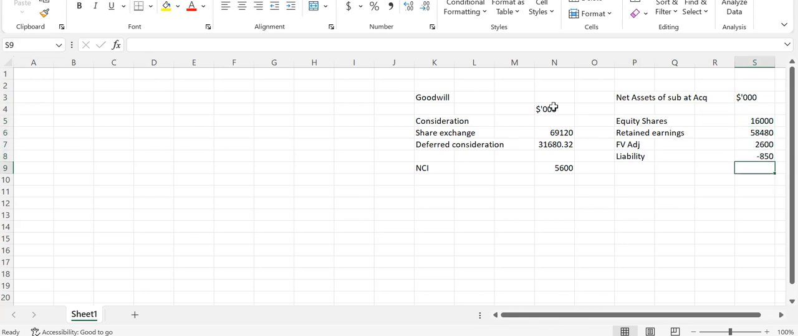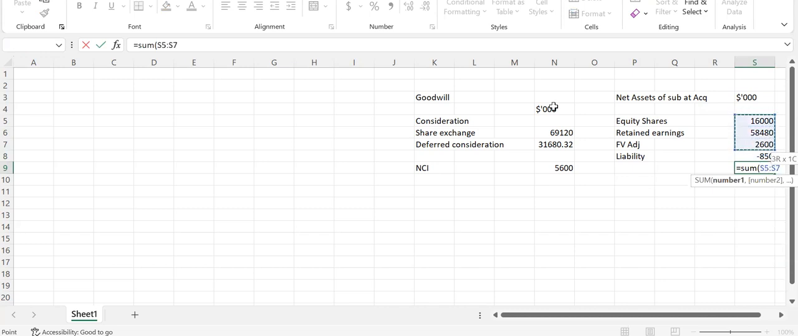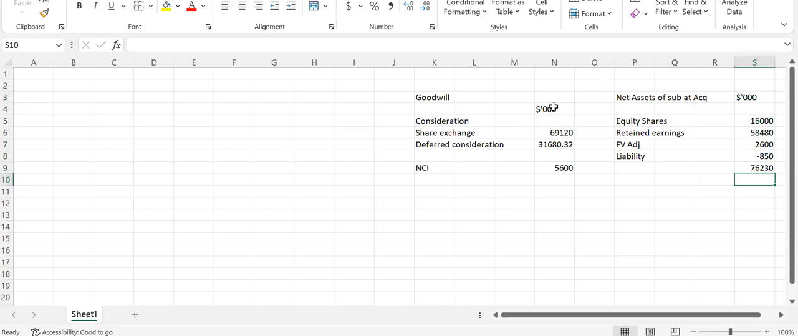So you start with the equal to sum, open the bracket, and we need the sum from here to here, and press enter. This is 76,230. So now we need to deduct the less net assets at acquisition. Don't write NA, write it in full in the exam: net assets at acquisition. We need to deduct this, start with the equal to sign, press minus, and we link this here.